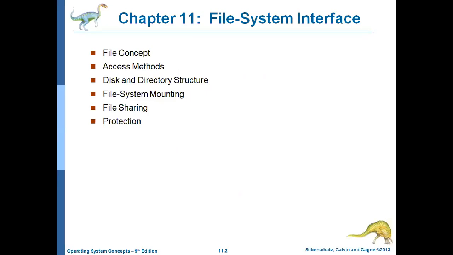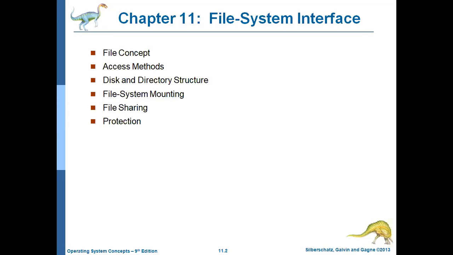In this chapter, you are coming across a few things to be known: file concept, access methods, disk and directory structure, file system mounting, file sharing, and protection. And in chapter 12, the next section, we come across the implementation of the file system. So let us come to know what you mean by a file firstly.